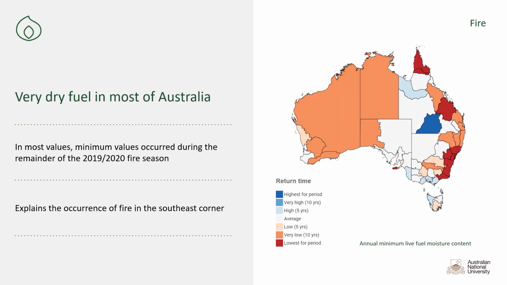This high fire activity in Southeast Australia can be explained by very dry fuel together with hot weather. So we saw record low values along the East Coast in early 2020, but those values increased later in the year.